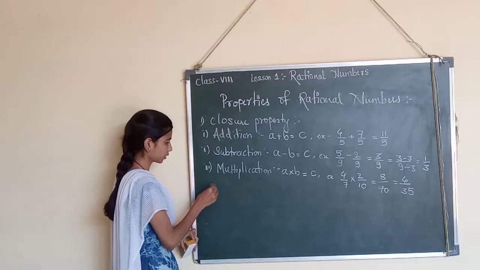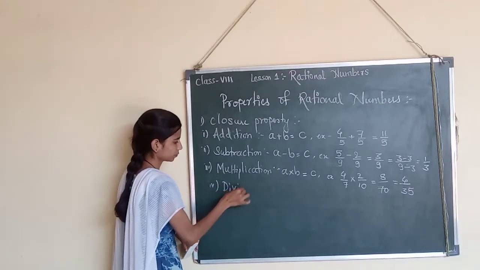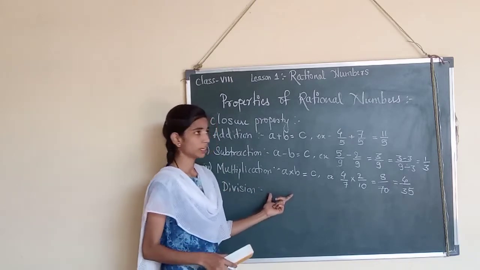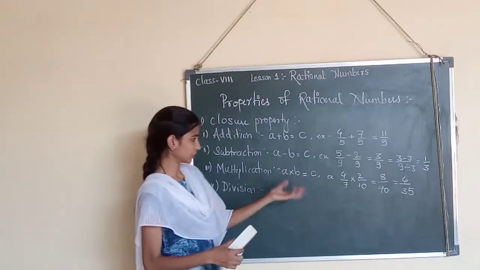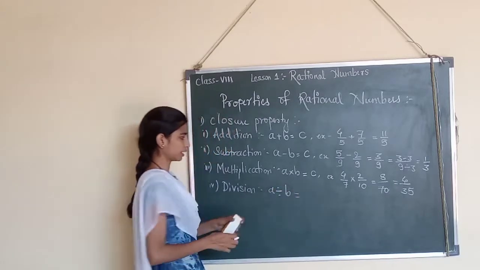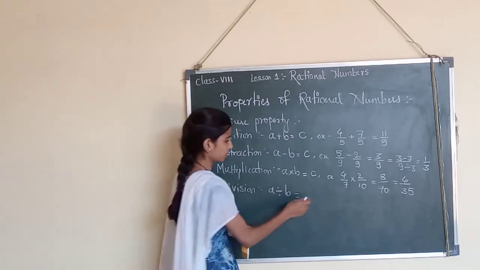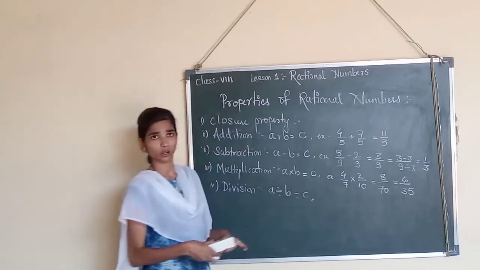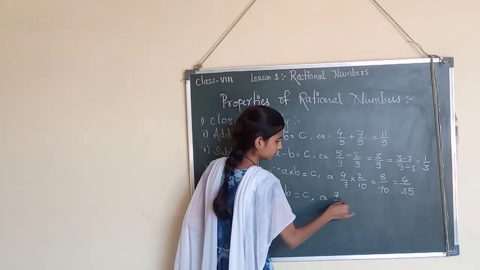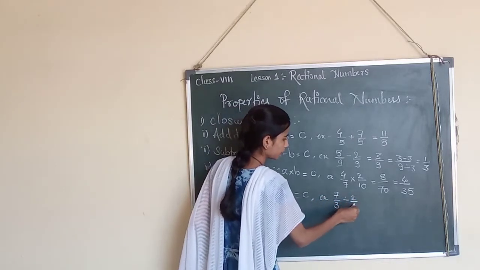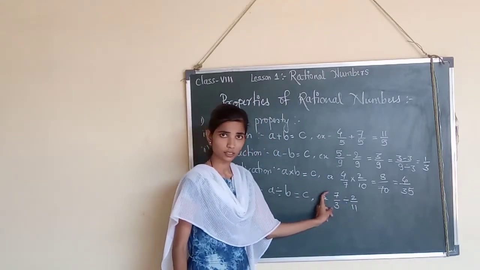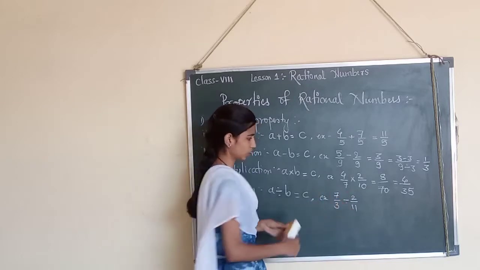Next, the fourth one is division. Now we'll check whether the division of any two rational numbers will be a rational number or not. When we take the division of rational numbers a and b, will the result be a rational number or not? Now we'll take an example. 7 by 3 divided by 2 by 11. Now you can say 7 by 3 is a rational number and 2 by 11 is a rational number.